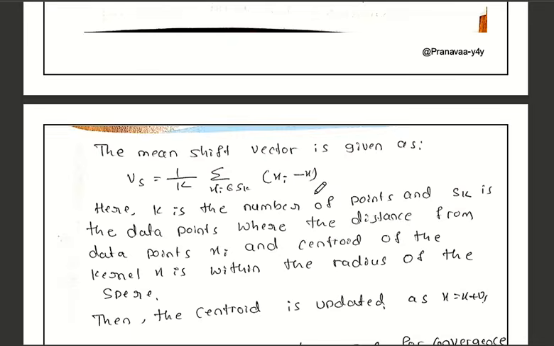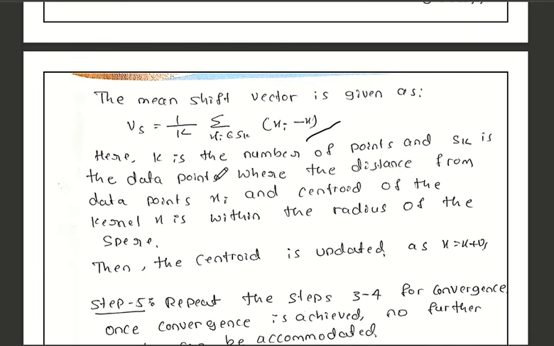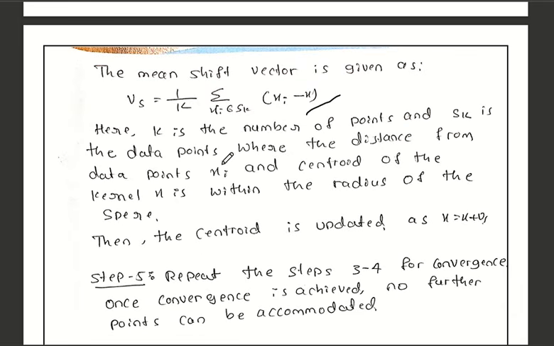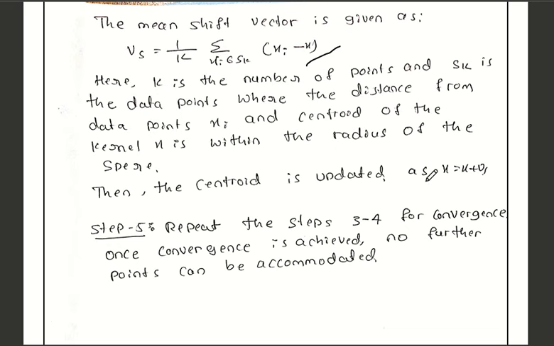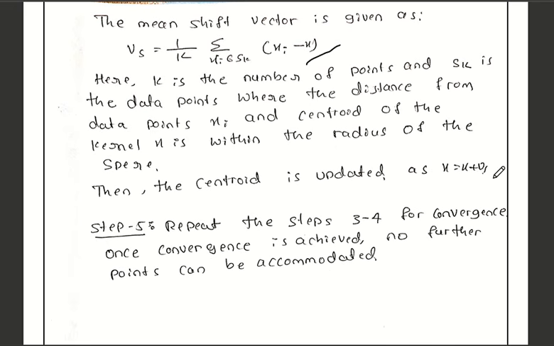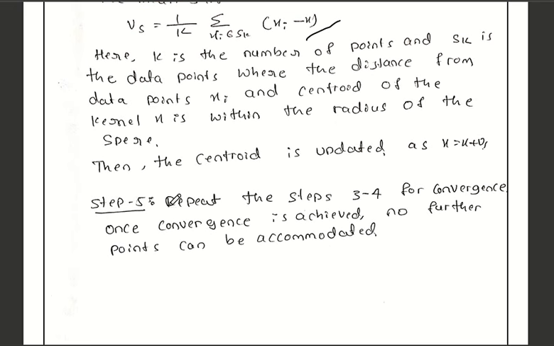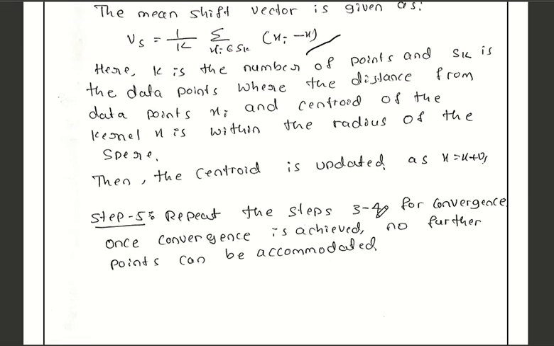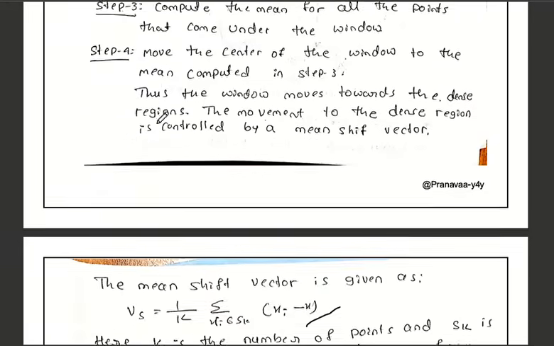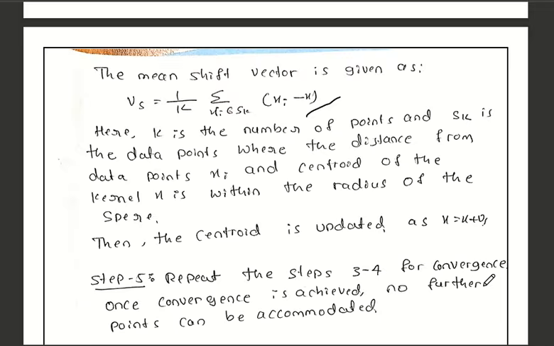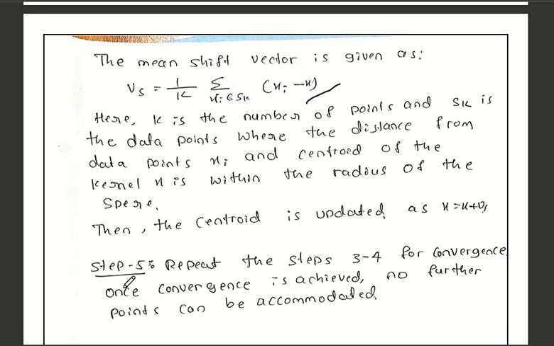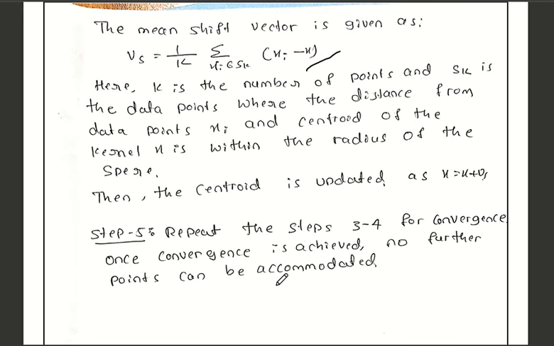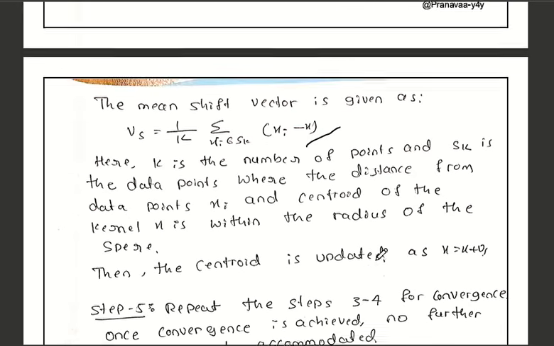Here the mean shift vector formula is given, with k, and each terminology is explained. Then the centroid is updated as x equals x plus v1. In the final step, you need to repeat steps 3 and 4 for convergence. Once convergence is achieved, no further points can be accommodated. This is all about the algorithm.